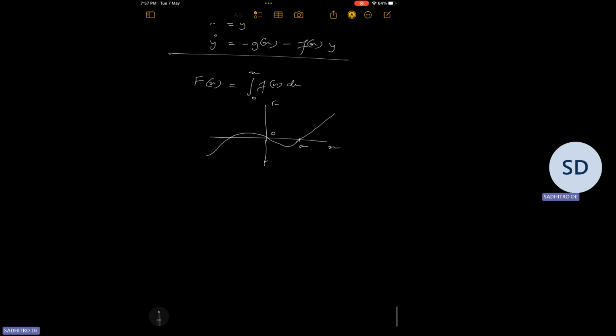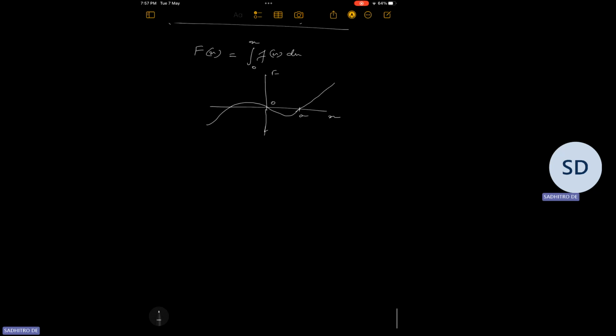So first, let us take a look at the van der Pol oscillator and see whether it has a stable limit cycle or not. The van der Pol oscillator equation was given by this.